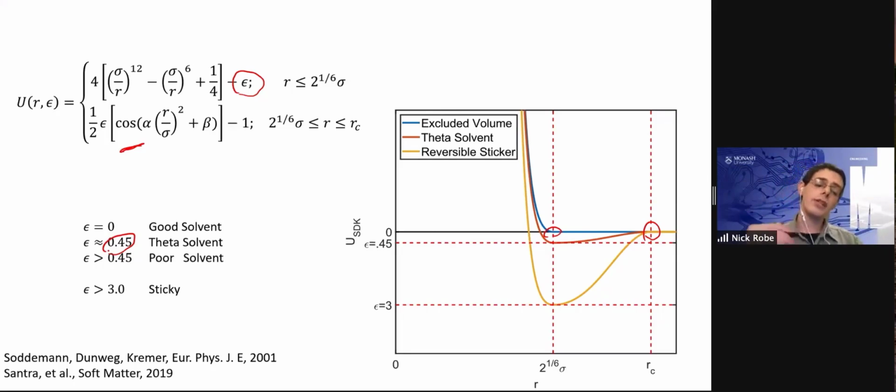If we go much deeper, beyond a well depth of about 3, then we get more long-term associative interactions where the stickers actually reside near each other for extended periods of time. So in the simulations I'm talking about today, the excluded volume interaction is epsilon 0, and the sticker interactions are somewhere between 2 and 10, depending on the particular instance.